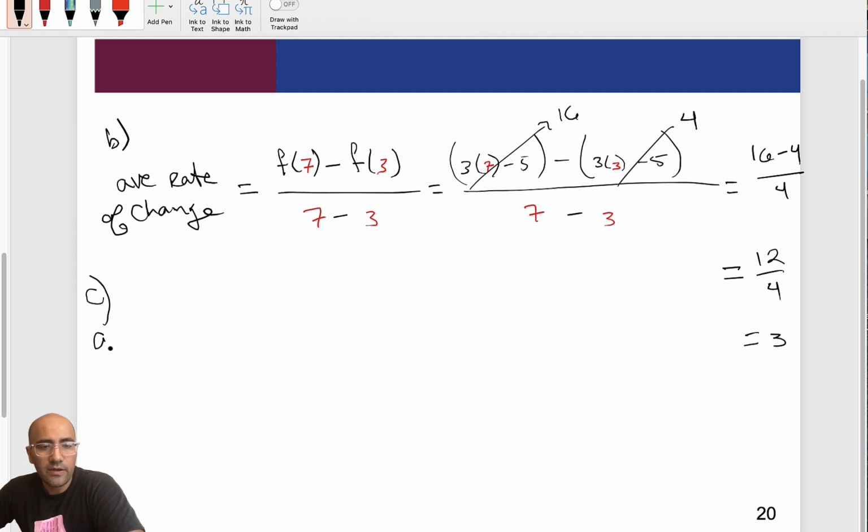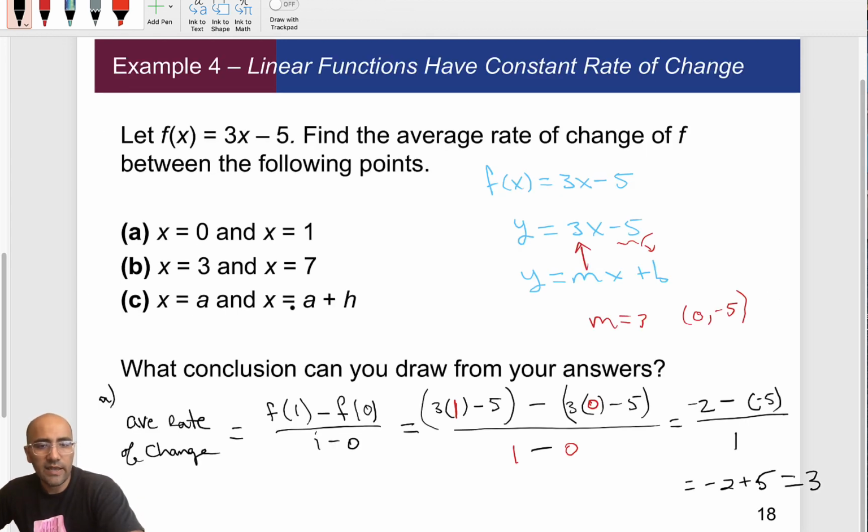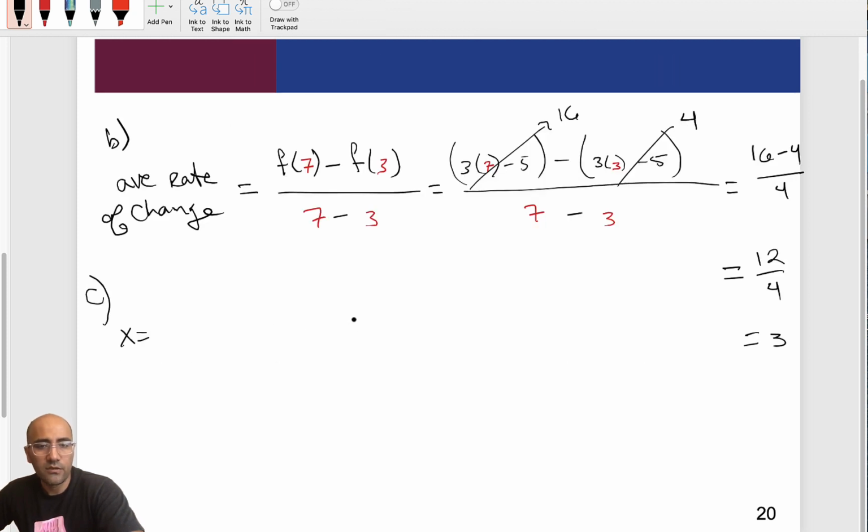All right, so C, last one. This time we're going to find the average rate of change between these guys. And this one's a little bit trickier because they give you x equals a and x equals a plus h. This is probably the first time some of you have seen this style of notation. So let's look at it from this perspective.